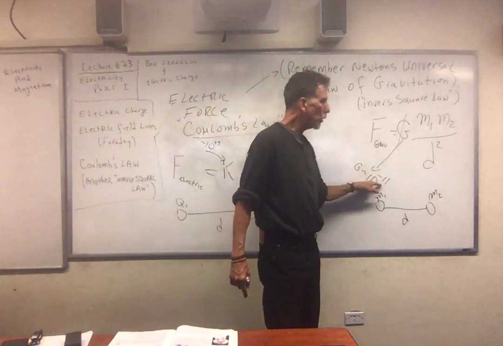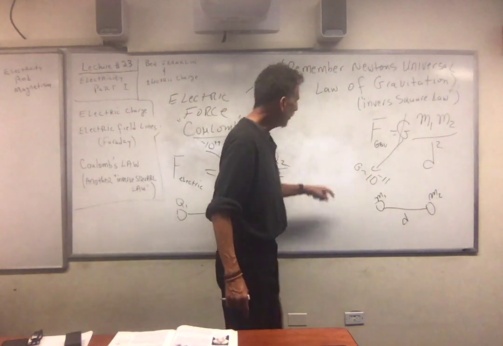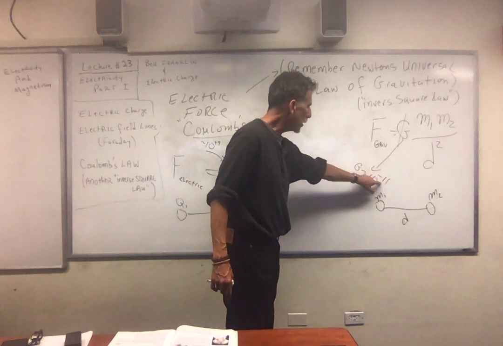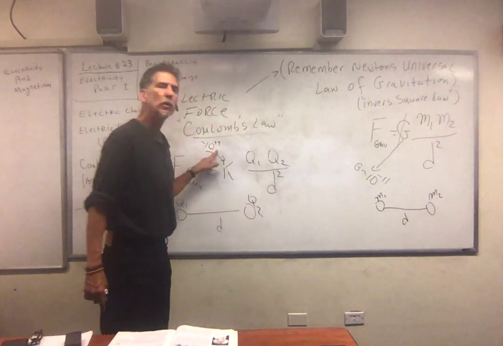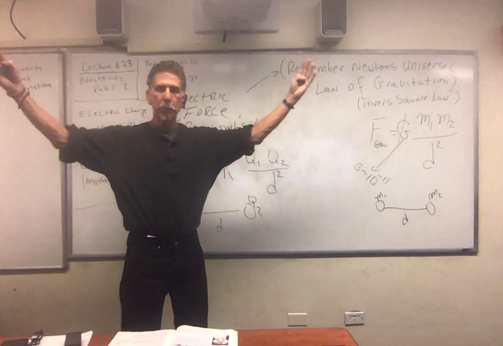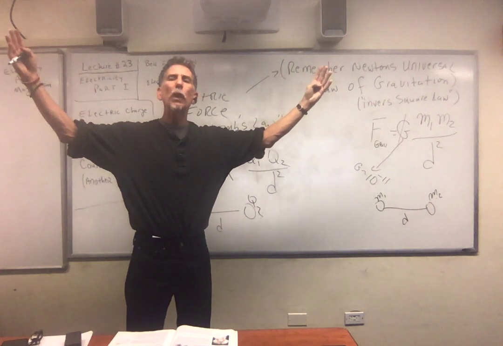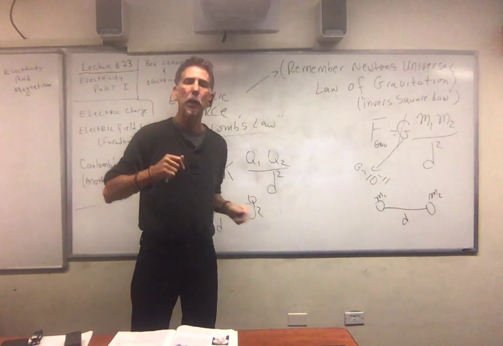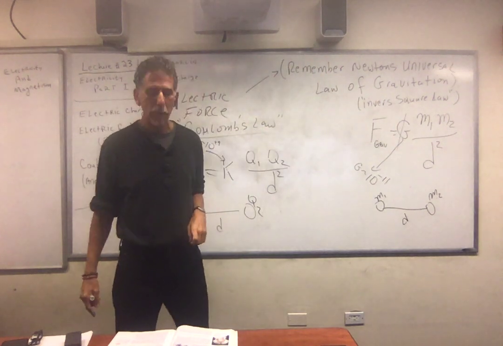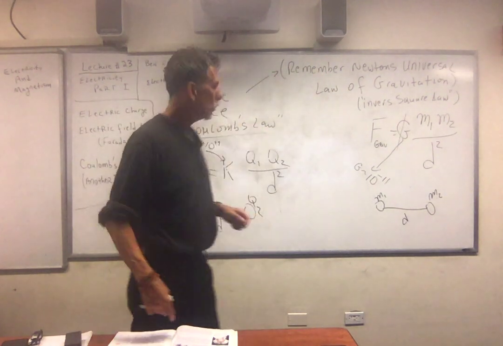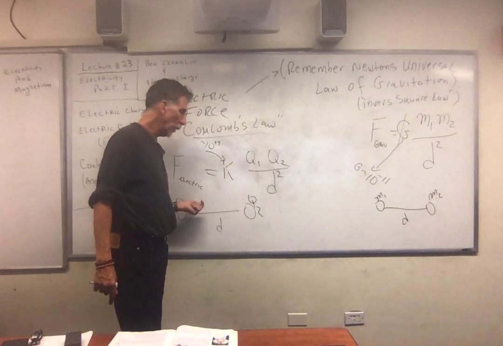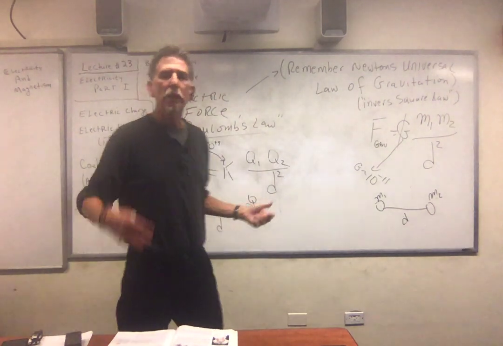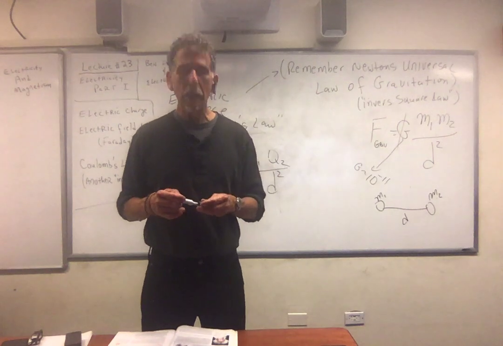G was 10 to the minus 11. What's the difference between G, 10 to the minus 11, and 10 to the plus 9? How many steps between them? Well, it's 20 steps, right? Minus 11 to plus 9 is 20 steps. That means 10 to the 20th. So that means, you should know this, that the electric force is so many times greater than the gravitational force.